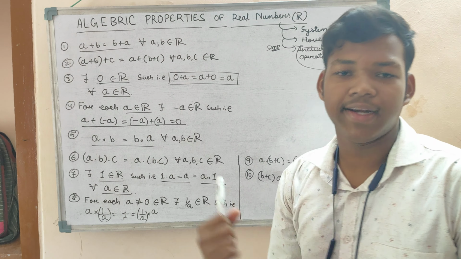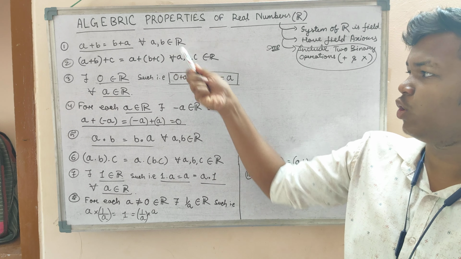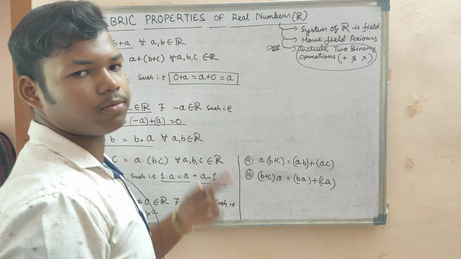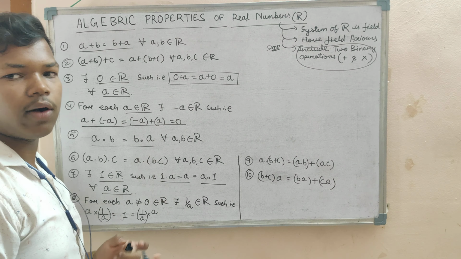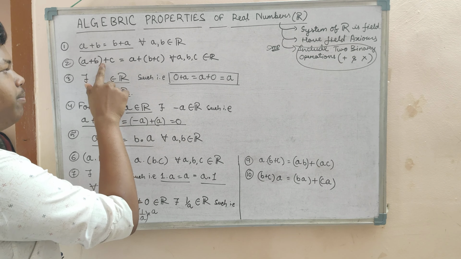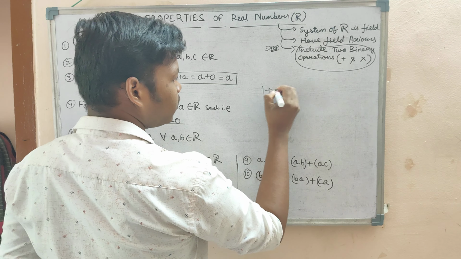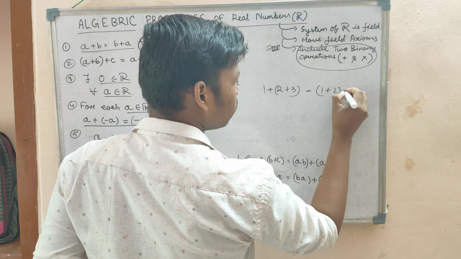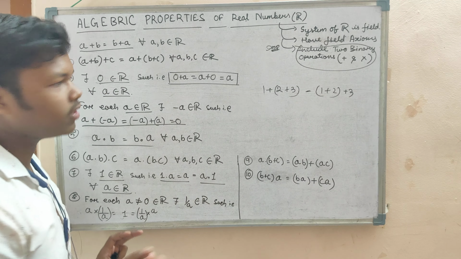Now the first property says a plus b is equal to b plus a for all a, b belongs to R. This you know. 1 plus 2 is equal to 2 plus 1, and 1 and 2 both lie inside our R set. Now the second property says (a plus b) plus c is equal to a plus (b plus c). That means 1 plus 2 plus 3 is equal to 1 plus 2 plus 3. Simple. This is 6 and this is also 6.